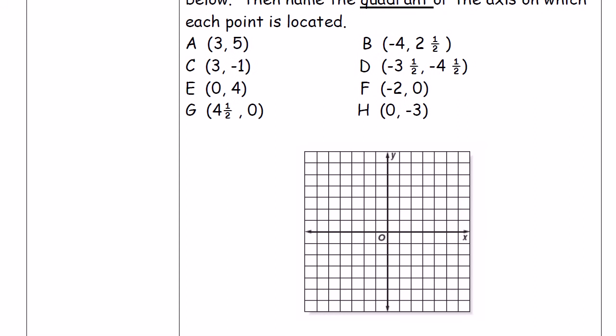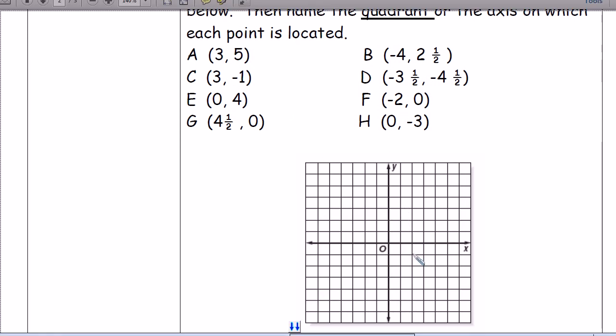Okay, so here's the coordinate plane. So let's go ahead and put these points on the coordinate grid. The first one is 3, 5. So I'm going to put 3 and 5 right now. The first number is a positive 3, so that's the x coordinate. So the x coordinate means I'm going to move positive 3 units to the right.